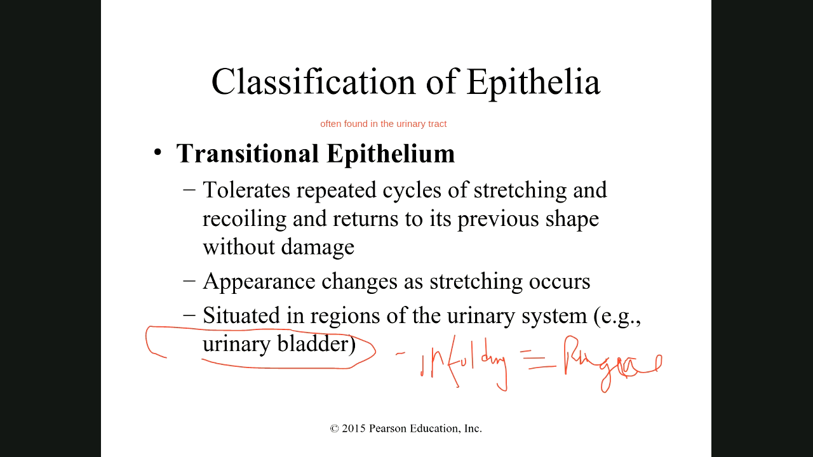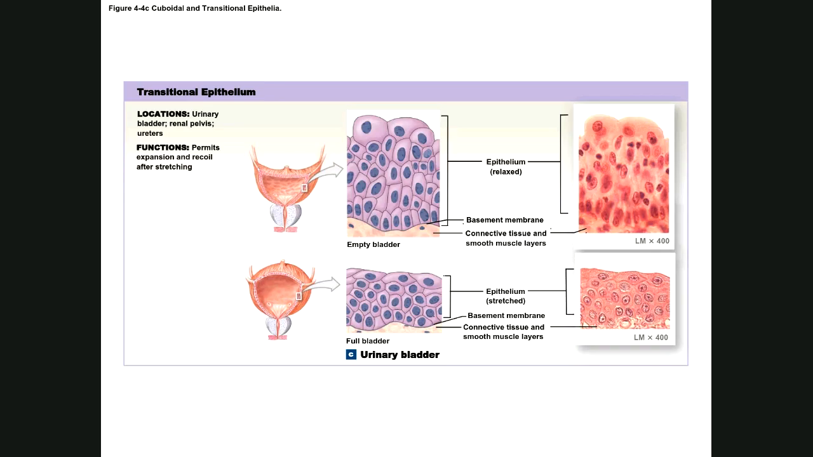Rugae, inner folding or rugae. All right, the appearance of stretching and recoiling. Here's a good example of the urinary bladder, and you can see how the epithelium is stretched. It's going to be different from when it's relaxed. This is known as transitional epithelium.